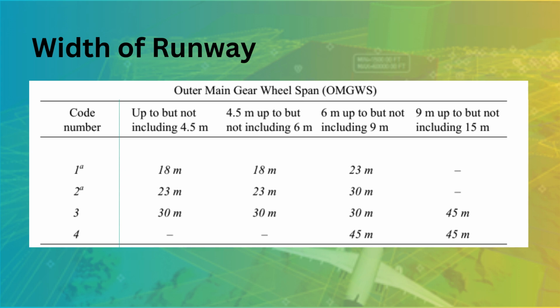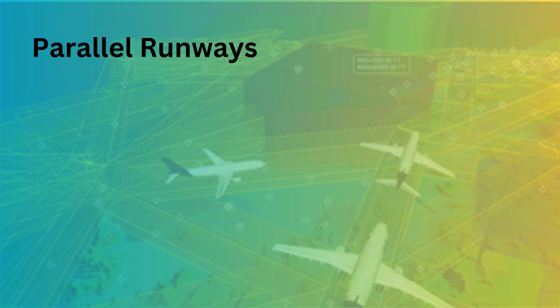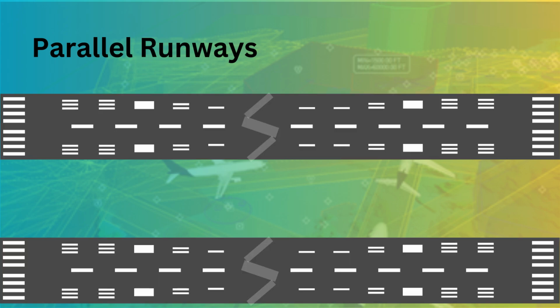It is important to highlight that the width of a precision approach runway should be not less than 30 meters, where the code number is 1 or 2. Now we talk about the parallel runways. Depending upon the quantum of flying the aerodrome is going to serve, parallel runways could be constructed.